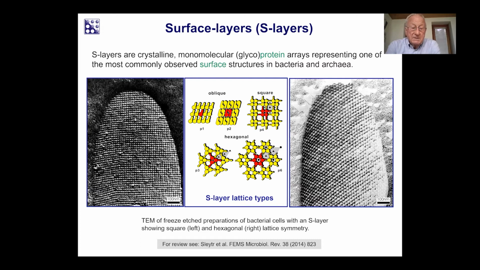What can be seen here on the left and right panel are high-resolution electron micrographs of potentially living cells. We see the cell surface covered with a square lattice on the left and the hexagonal on the right side. What we can also see in the middle are the types of S-layer lattices observed. We find oblique lattices composed of monomers or dimers. The morphological units are always shown in red. We have square lattices composed of tetramers and hexagonal arrays composed of trimers and hexamers. What we can also see from the schematic drawing is that S-layers are porous structures.